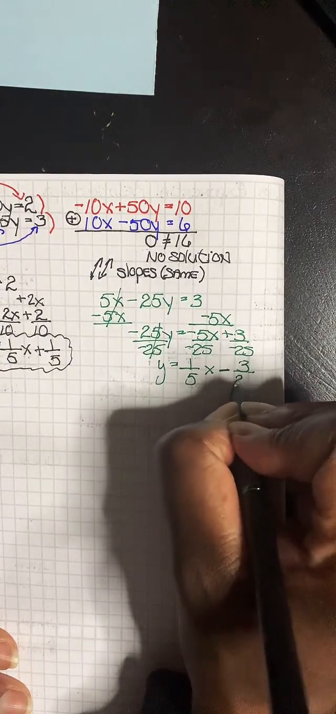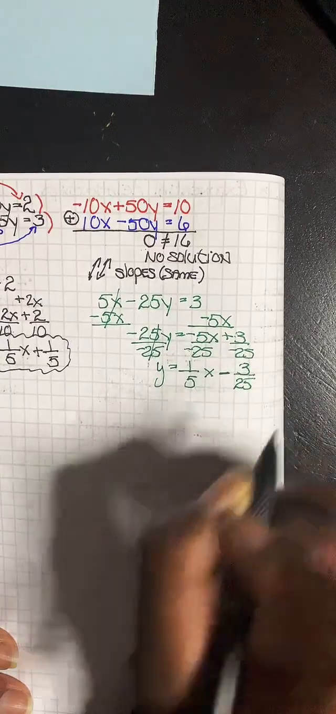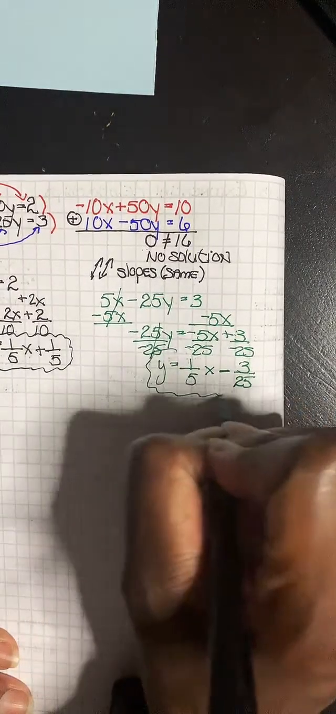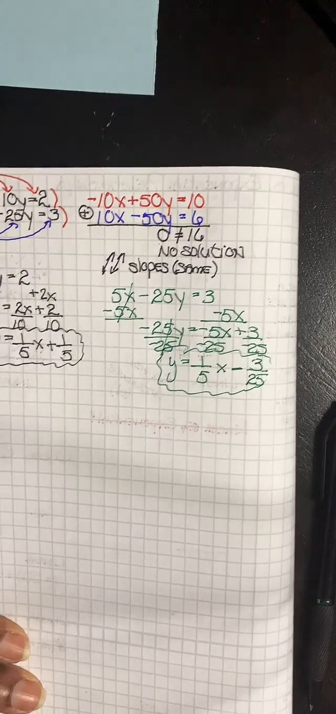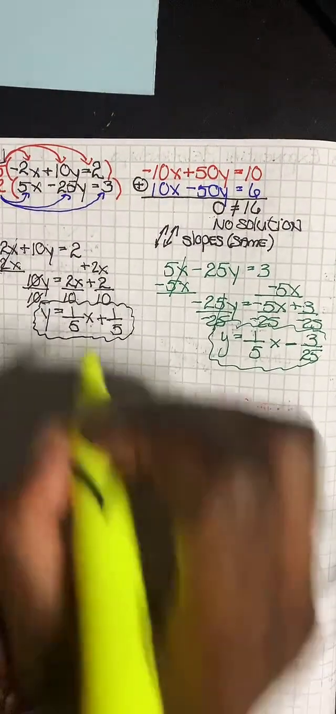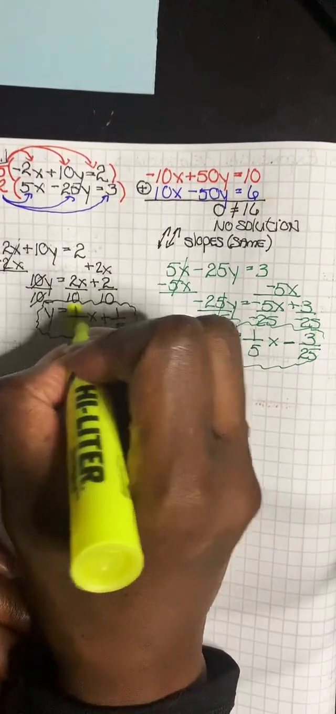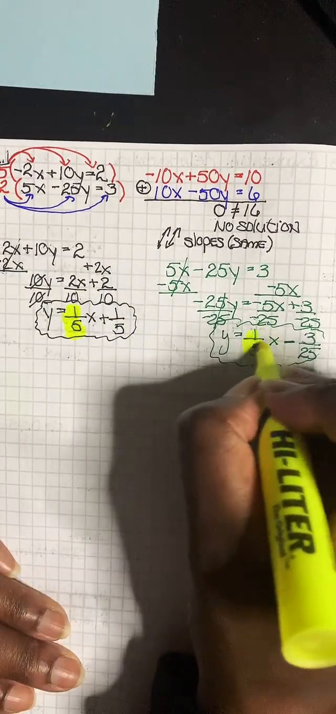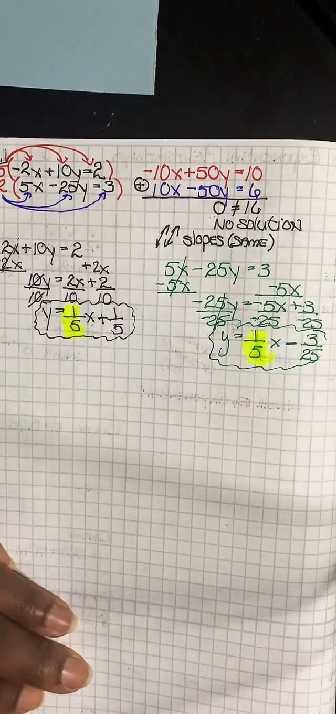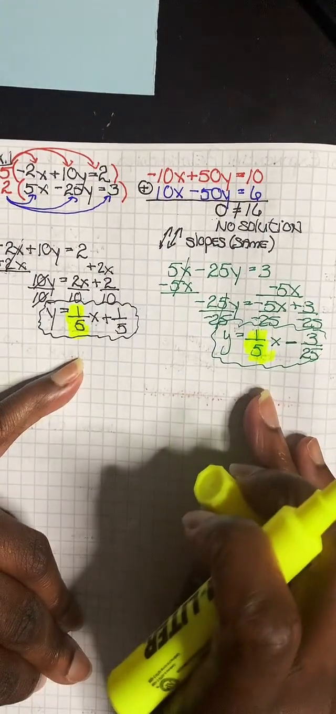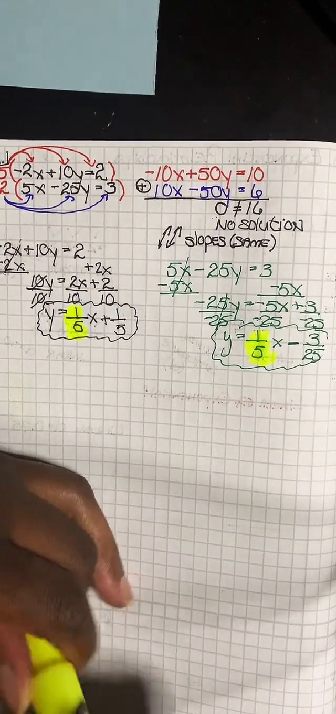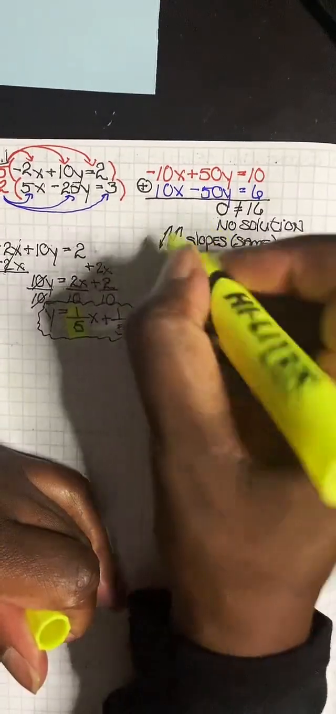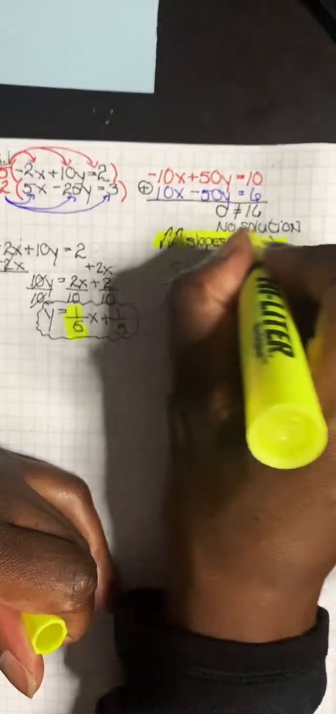So we don't have the same y-intercept, but we do have the same slopes. So instead of doing all of this work, it's just best to know that parallel lines have the same slope.